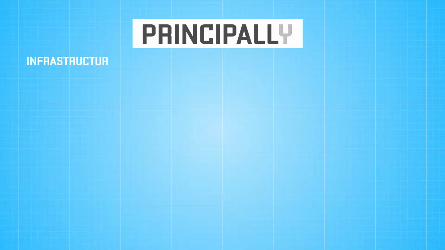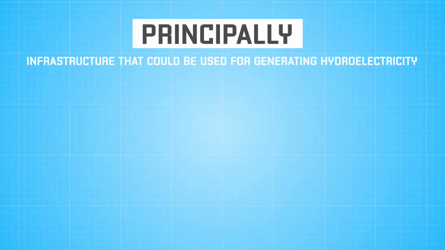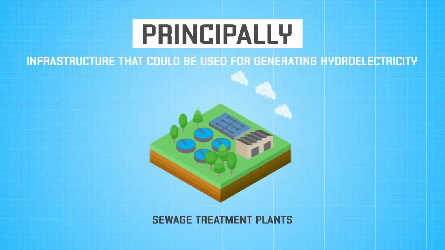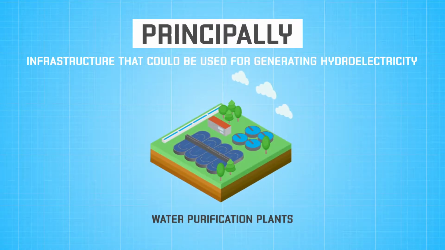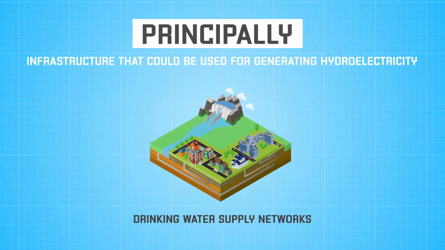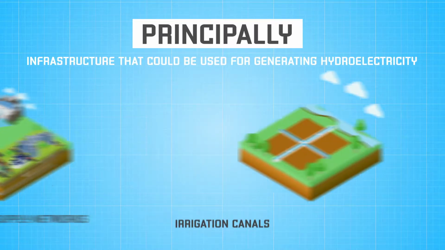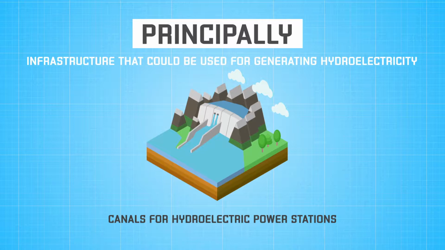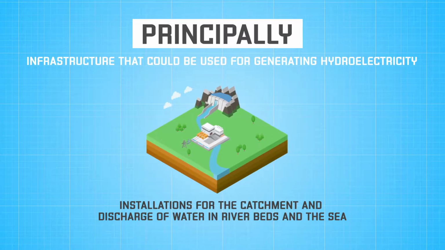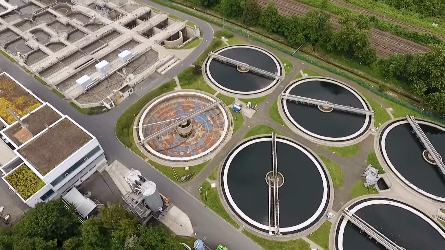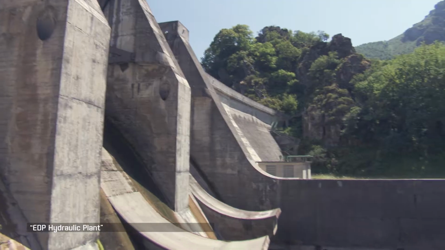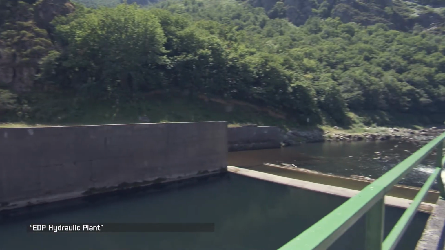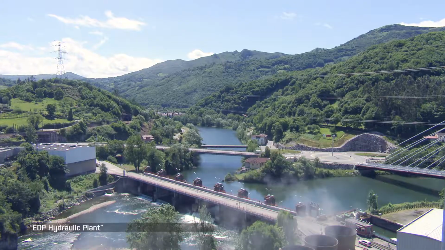Principally, infrastructure that could be used for generating hydroelectricity includes sewage treatment plants, water purification plants, drinking water supply networks, irrigation canals, canals for hydroelectric power stations, and installations for the catchment and discharge of water in riverbeds and the sea. The large number of installations of this type implies great development potential for hydroelectric energy generation.